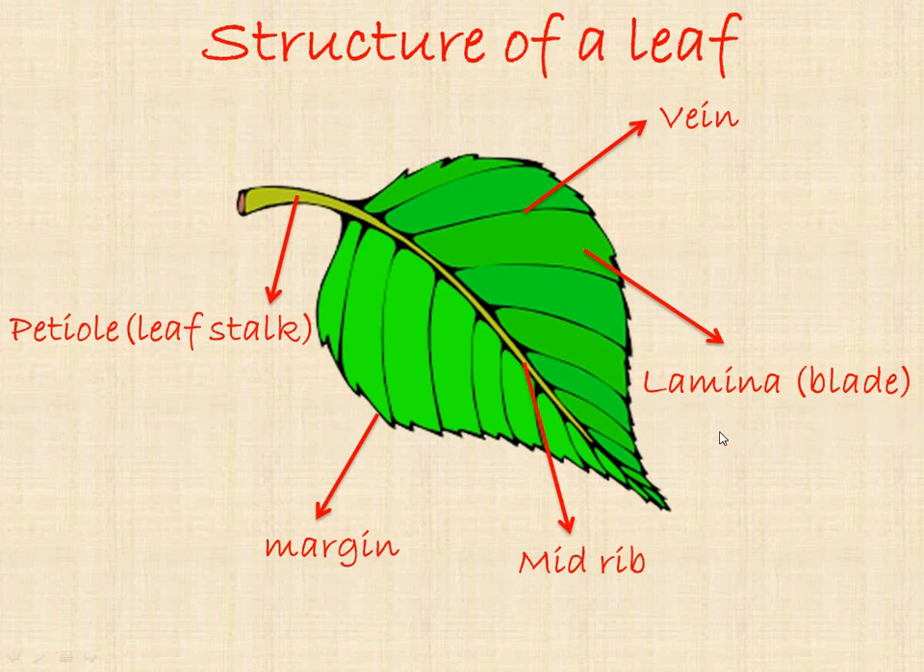The blade contains a network of lines called veins. These veins help in the transportation of water and food between leaves and various parts of the plant. The main central vein, this one, is known as midrib. When you touch the lower side of a leaf, you will feel the surface a little rough.